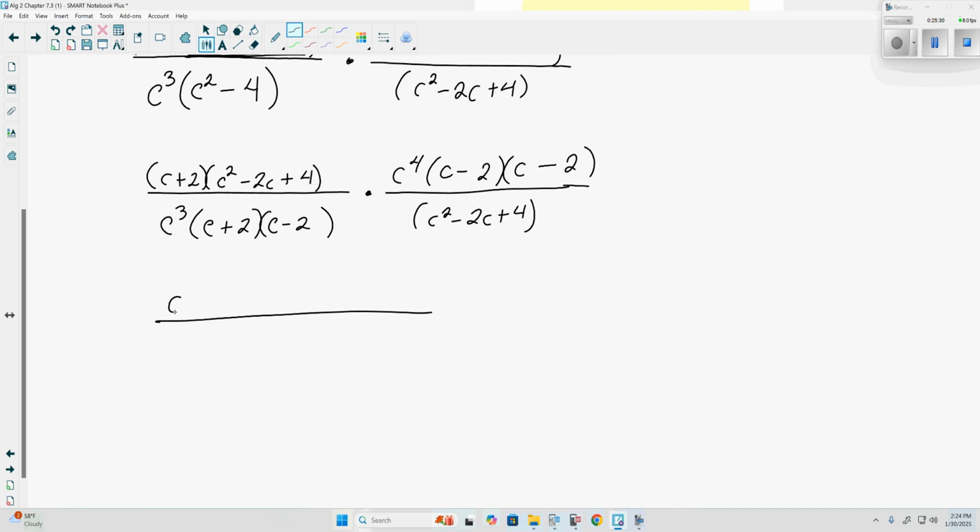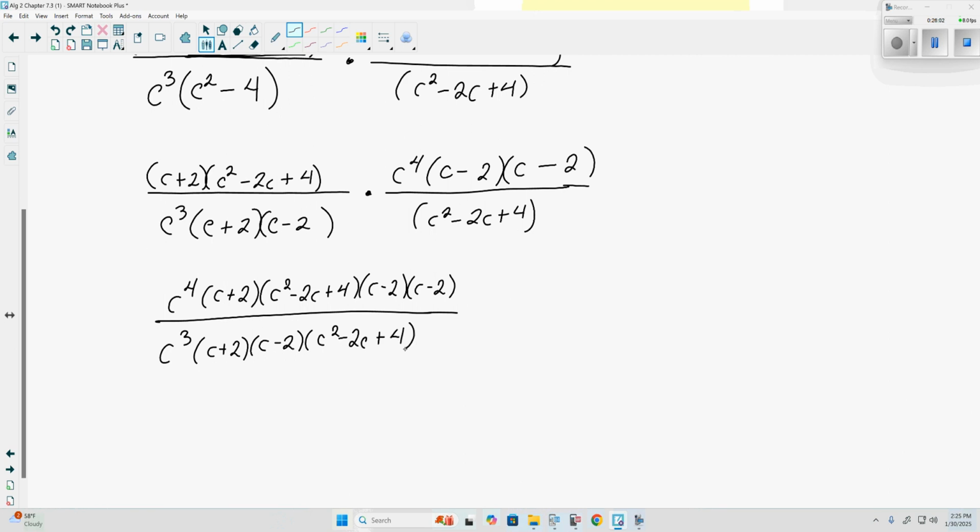And now at this point here, we're going to multiply everything together. We'd have c to the fourth times c plus 2 times c squared minus 2c plus 4 times c minus 2 times c minus 2. On bottom, we'd have c cubed times c plus 2 times c minus 2 times c squared minus 2c plus 4.